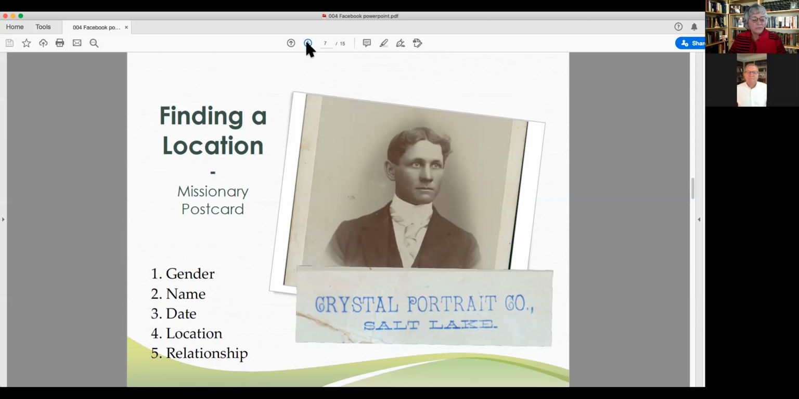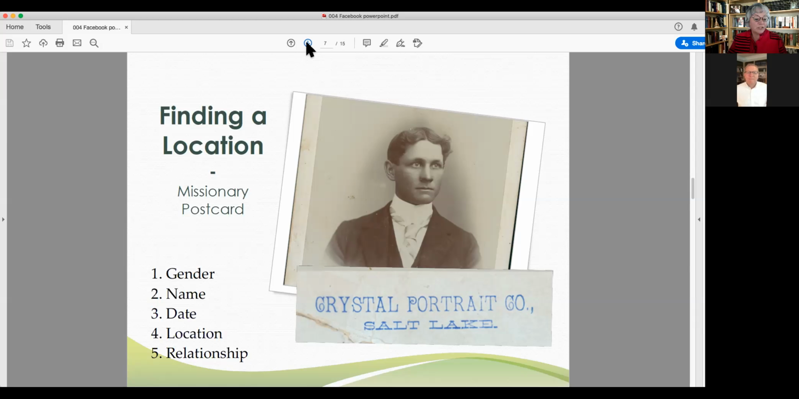Missionaries for our church used to travel from their home to Salt Lake City, and then they would be sent from there to serve a mission. Since the postcard style photos were very inexpensive and they could buy them in groups, they were sent out to their friends and family before they left to serve their mission.